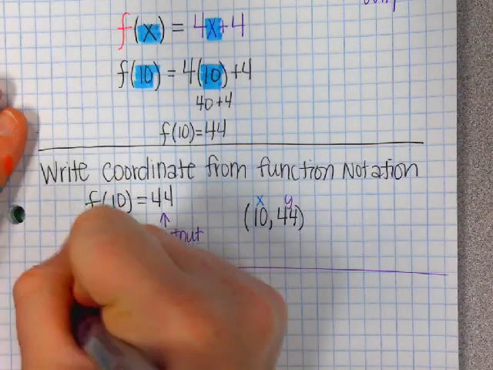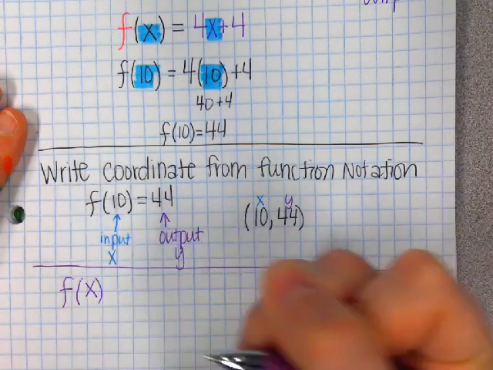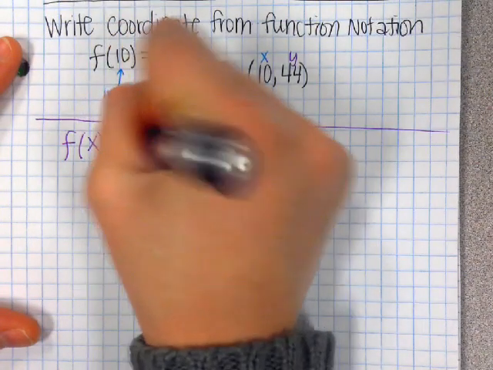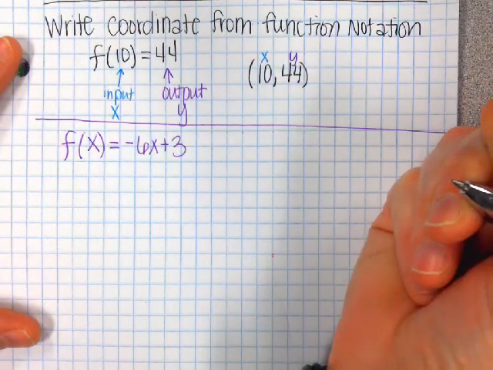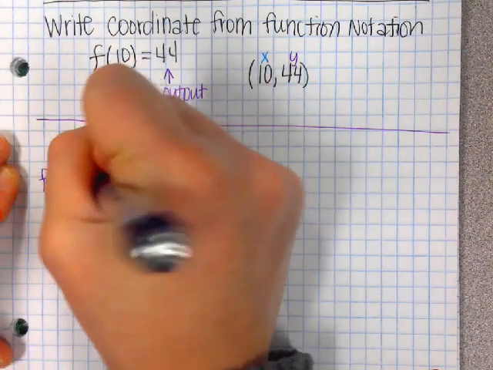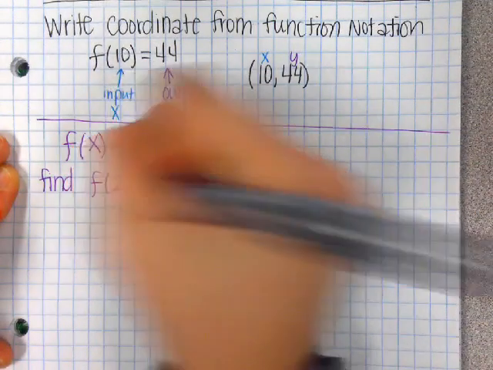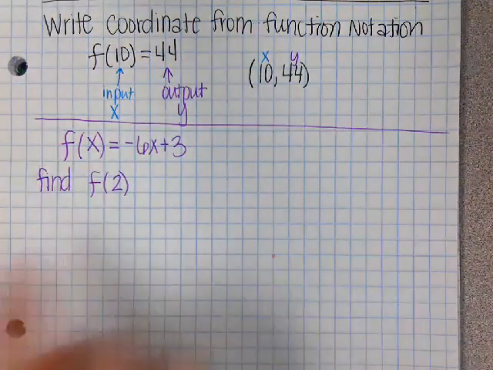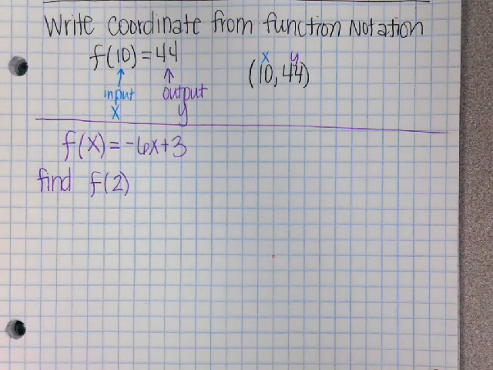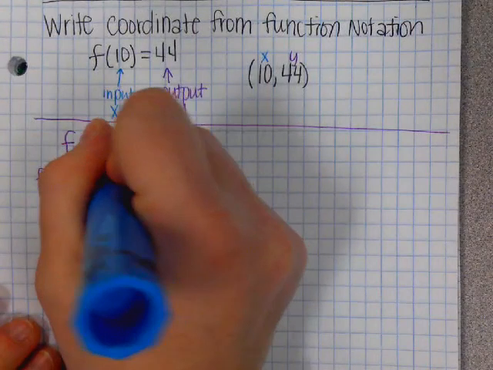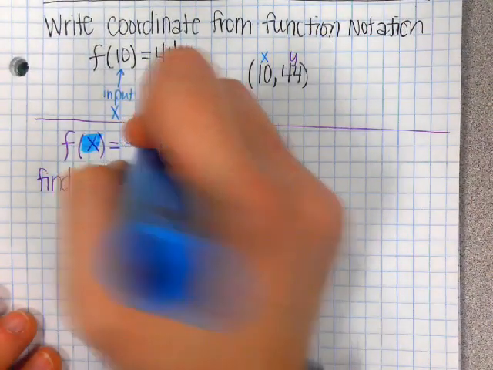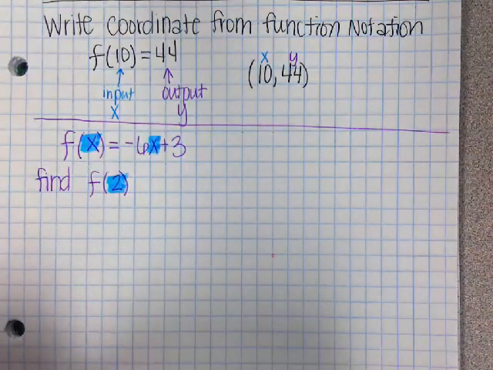Okay, now if I had a new function, it'll say f of x again equals negative 6x plus 3. Then it's going to say something like find f of 2. Now notice this 2 is inside of the parentheses, so of course it's going to be the input. So if this is using 2, then this is going to use 2.